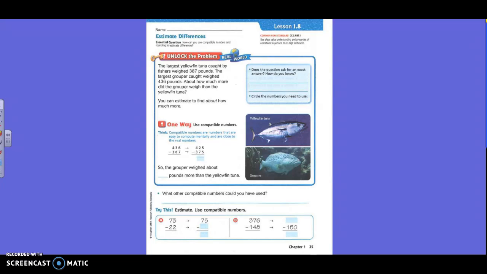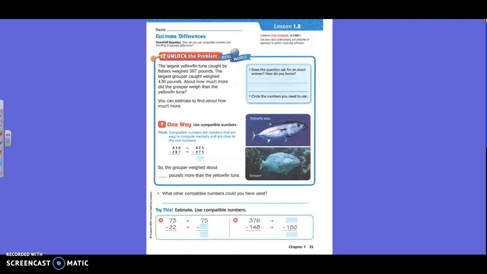Okay, let's first read the story. Everyone with me. The largest yellowfin tuna caught by fishers weighed 387 pounds. The largest grouper caught weighed 436 pounds. About how much more did the grouper weigh than the yellowfin tuna?